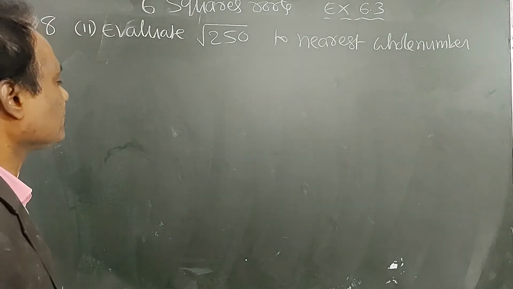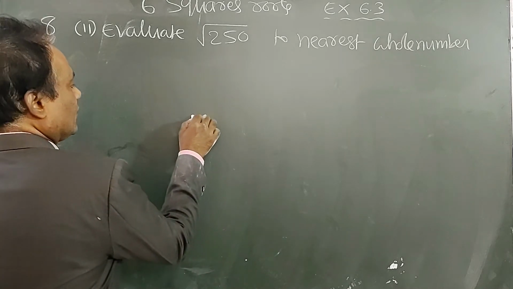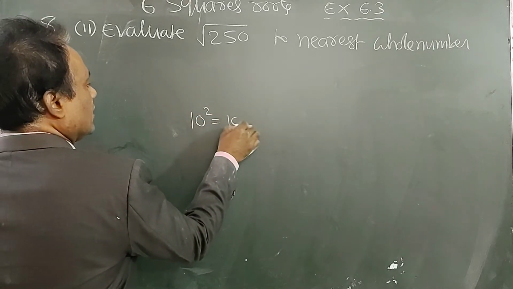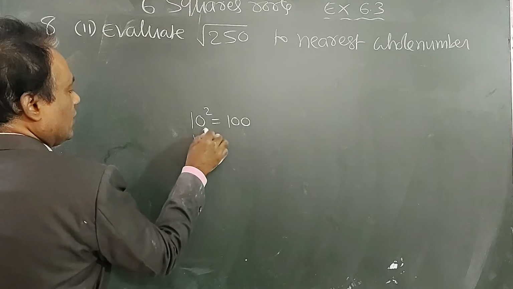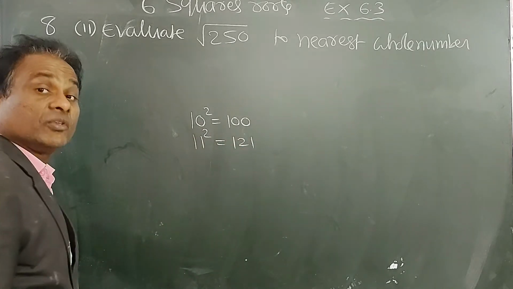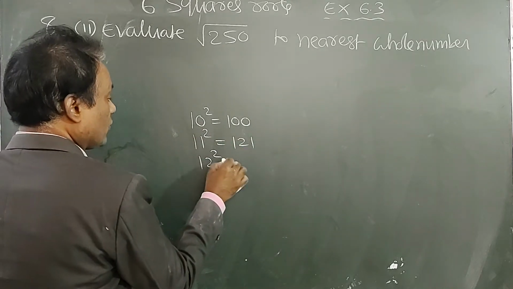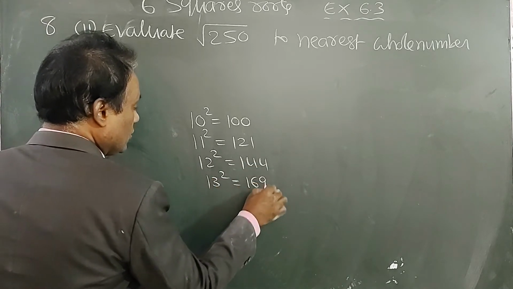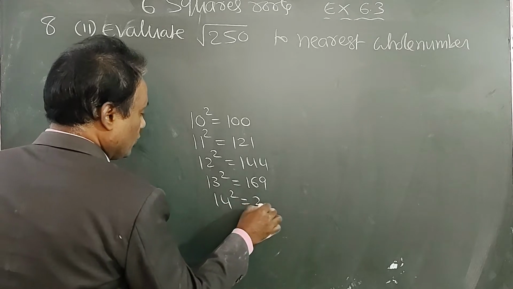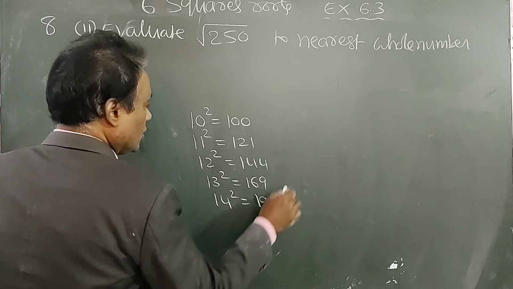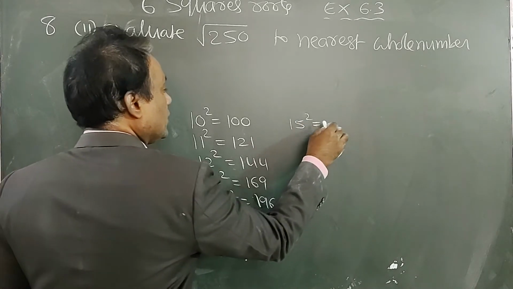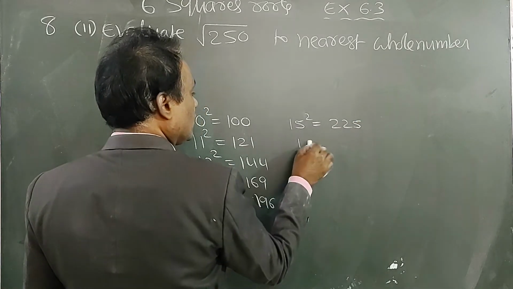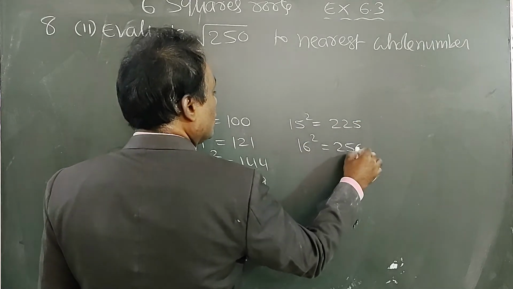See here. Students, 10 square is 100. Let us take numbers near to it. 11 square is 11 into 11. 12 square is 12 into 12. 13 square is 13 into 13. 14 square is 14 into 14. 15 square is 15 into 15. 16 square is 16 into 16, which is 256.